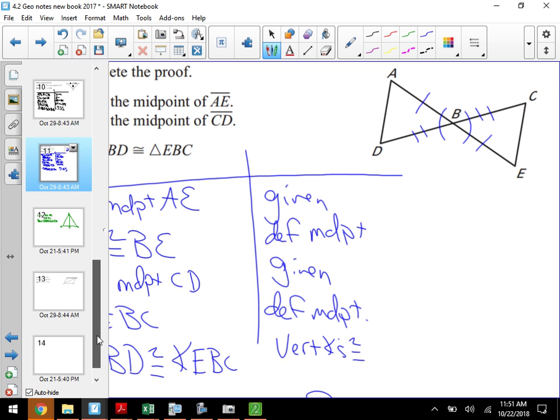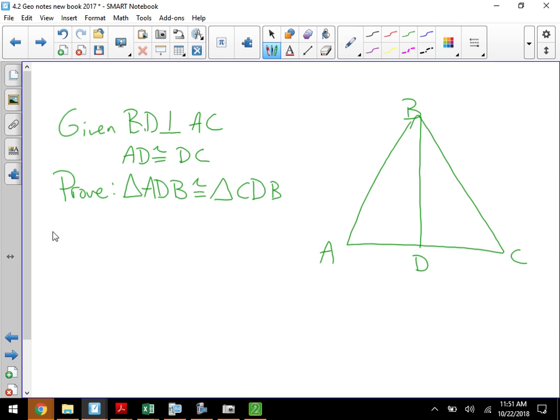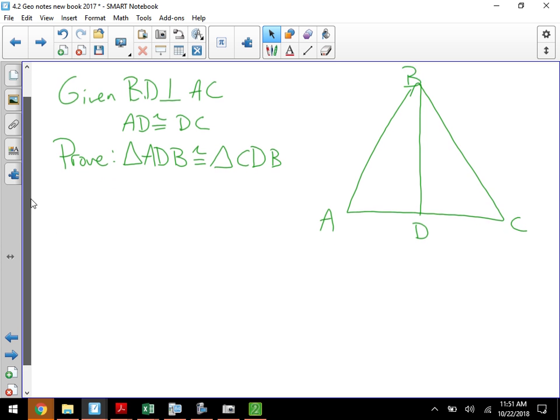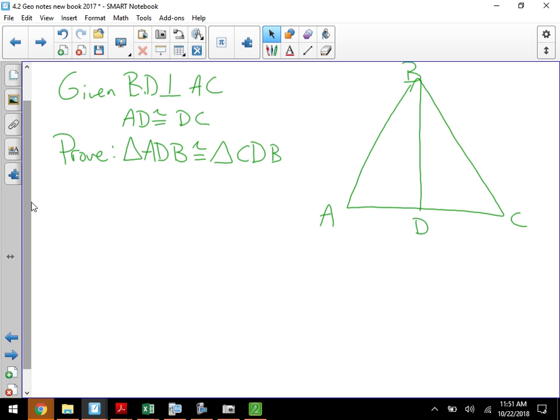One more. This one has a perpendicular progression. If you've got perpendicular, there are 2 things you can say off of it. Okay? Try that. BD is perpendicular to AC, and then AD is congruent to DC. Prove the 2 triangles. I gotta stop using green. It doesn't show up very well.